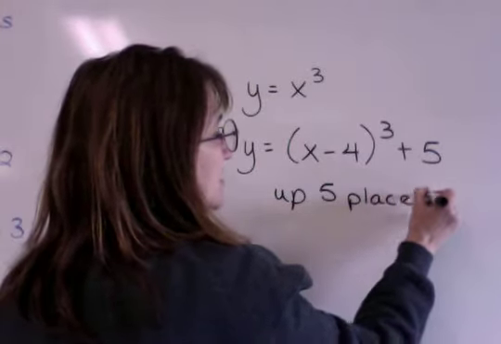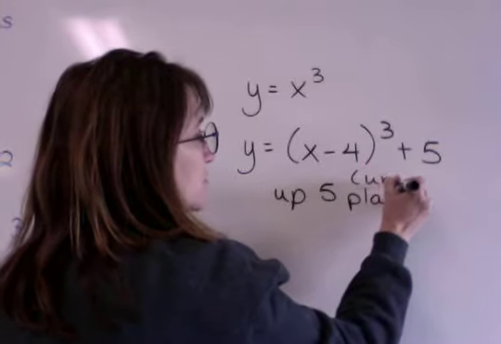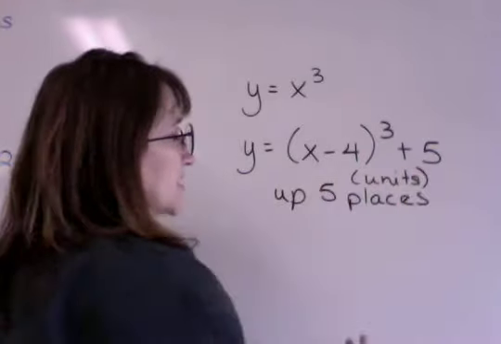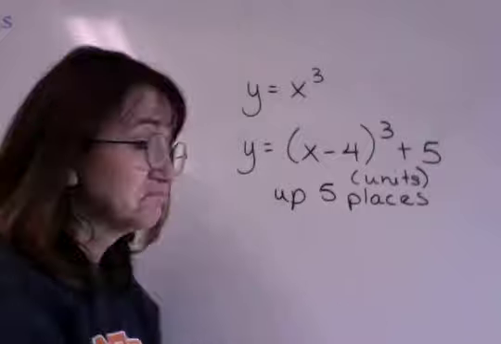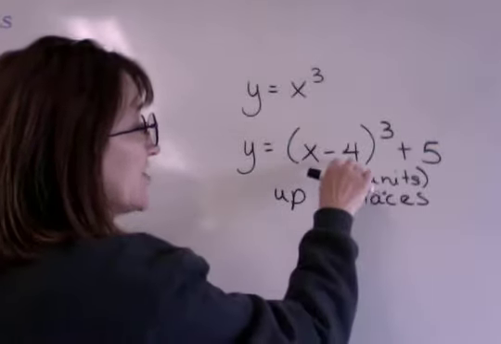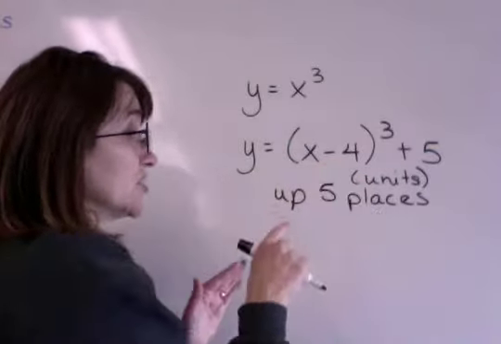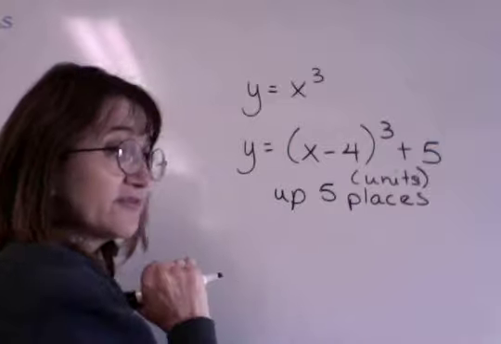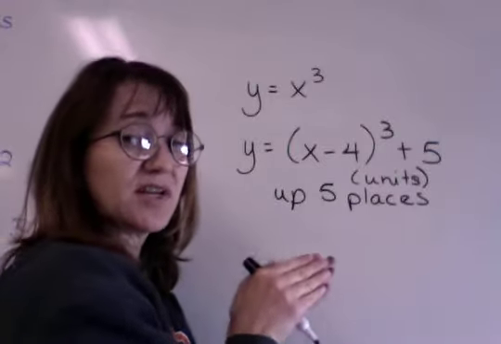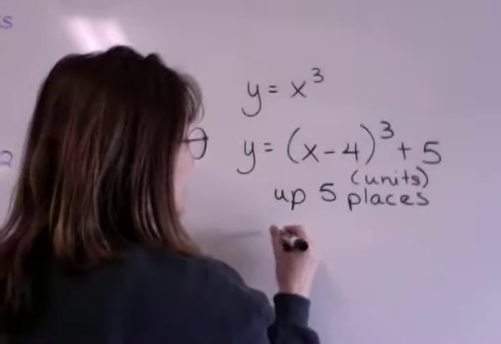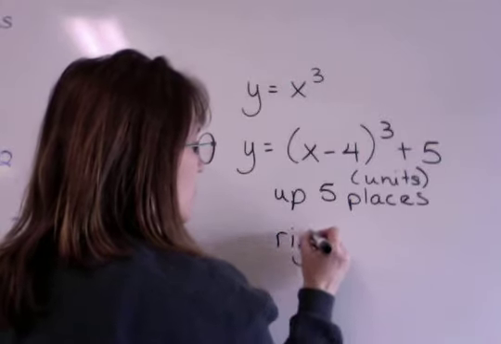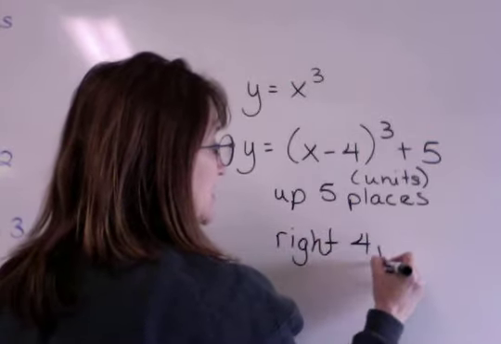If you don't like places, if you want to be fancy, your book calls it units. But I'm just kind of putting it in common terms. That's telling me not going to the left 4 places, but I'm doing the opposite. I'm going to the right 4 places.